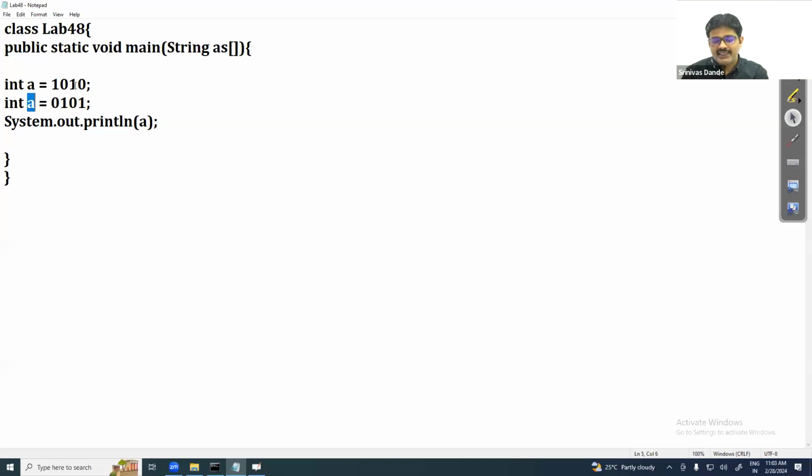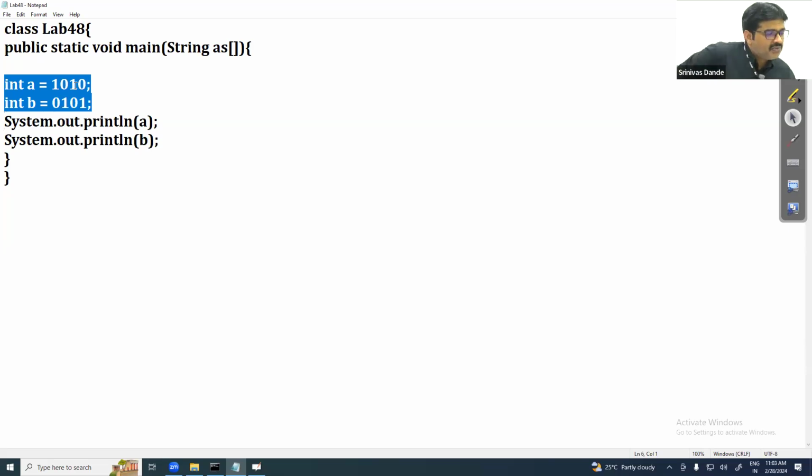I am thinking with my half mind that I declare two binary numbers. I think these two are the binary numbers. Am I right? A and B are binary numbers. Am I right, guys?